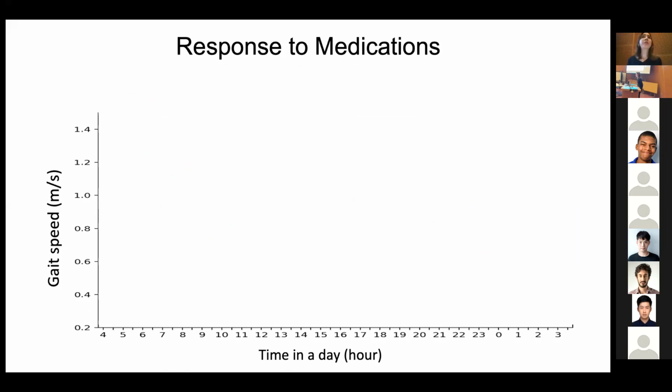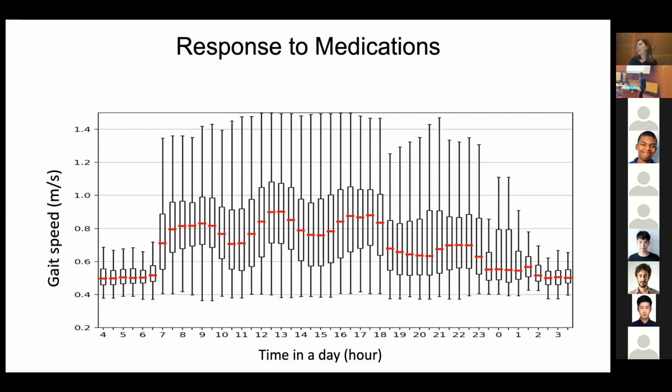Another thing that is really interesting is response to medications. On the x-axis, you see the time of day, and on the y-axis, the gait speed of the patient at home. Let me show you how his gait speed changes as a function of the hour in the day. These results take about 2 months of data and create what's called a box plot. The red color is the median in each box plot, so just look at the red curve, which is the speed at which he's walking as a function of the hour.